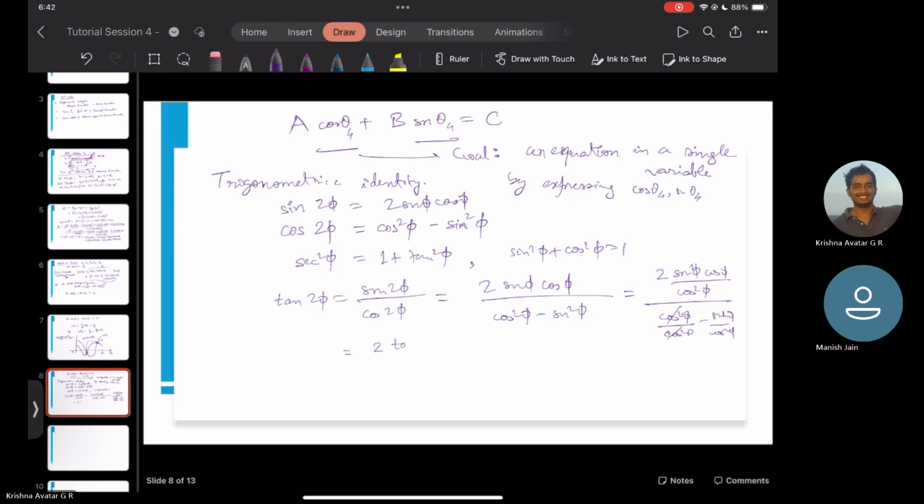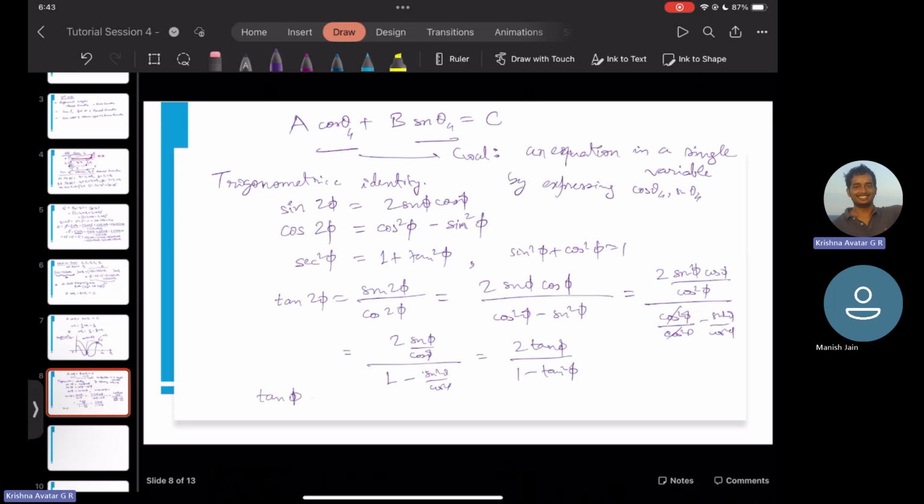So this becomes 2 sine phi by cosine phi divided by 1 minus sine square phi by cosine square phi. And this is equal to 2 tan phi by 1 minus tan square phi. Right. So we are able to express tan 2 phi in terms of tan phi. So this is in terms of tan phi, right?